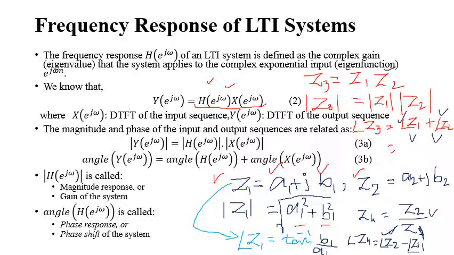Similarly, if we have some other number that consists of multiple terms, for example z5, such that z5 equals z1 multiplied by z2, multiplied by z3, divided by z4 and z6. To find the magnitude of z5, it will be equal to the magnitude of z1 times the magnitude of z2 times the magnitude of z3, and similarly divided by the absolute values of the denominator terms.